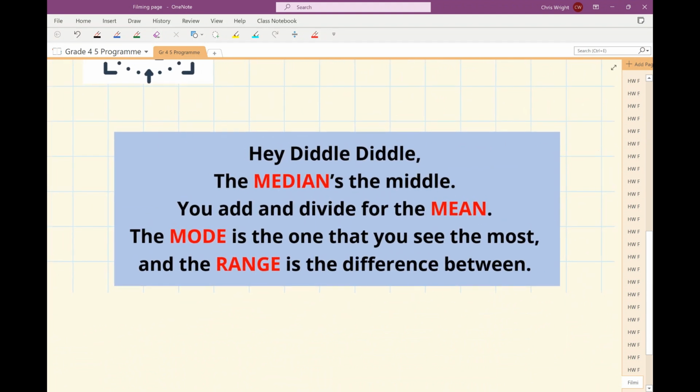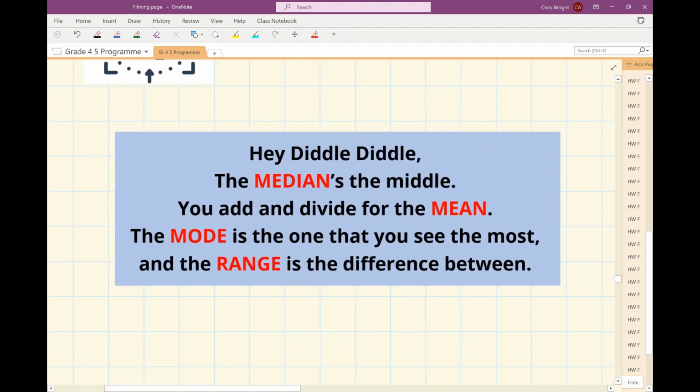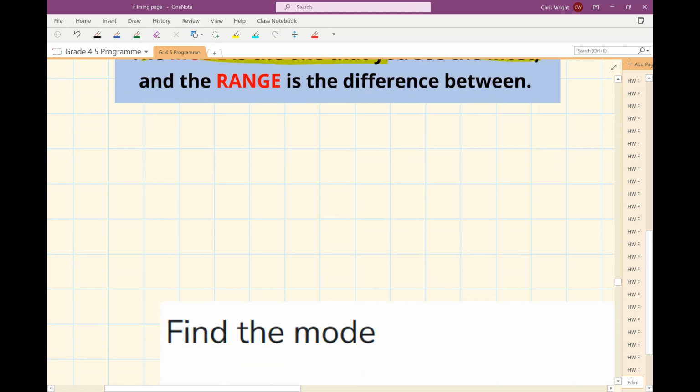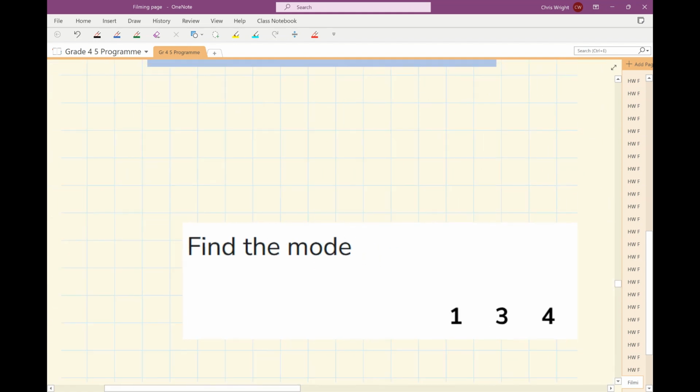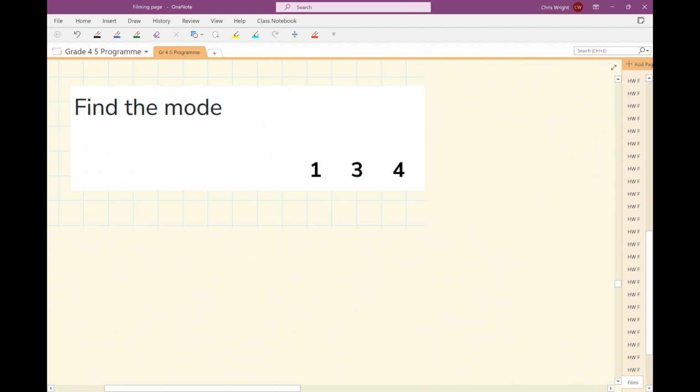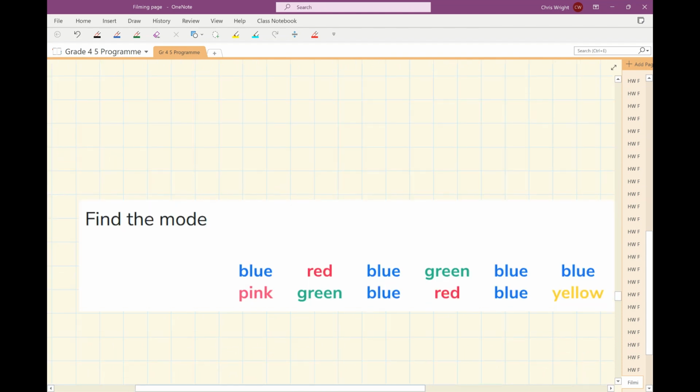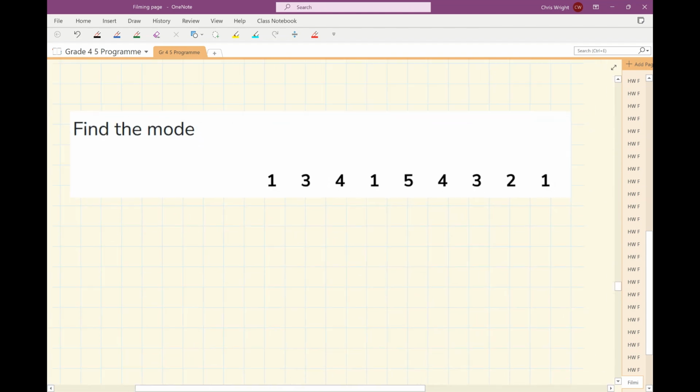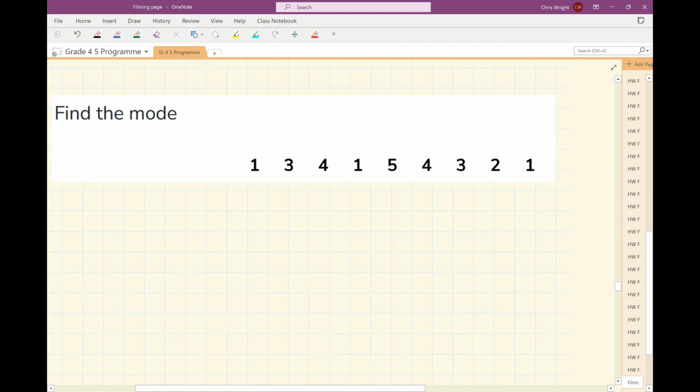Hey diddle diddle, the median's the middle, you add and divide for the mean, the mode is the one that you see the most. So the mode is the most common number in a list of numbers. Let's have a look at this example here. And if you think you know what to do, then why not pause the film now and find the mode of these numbers.